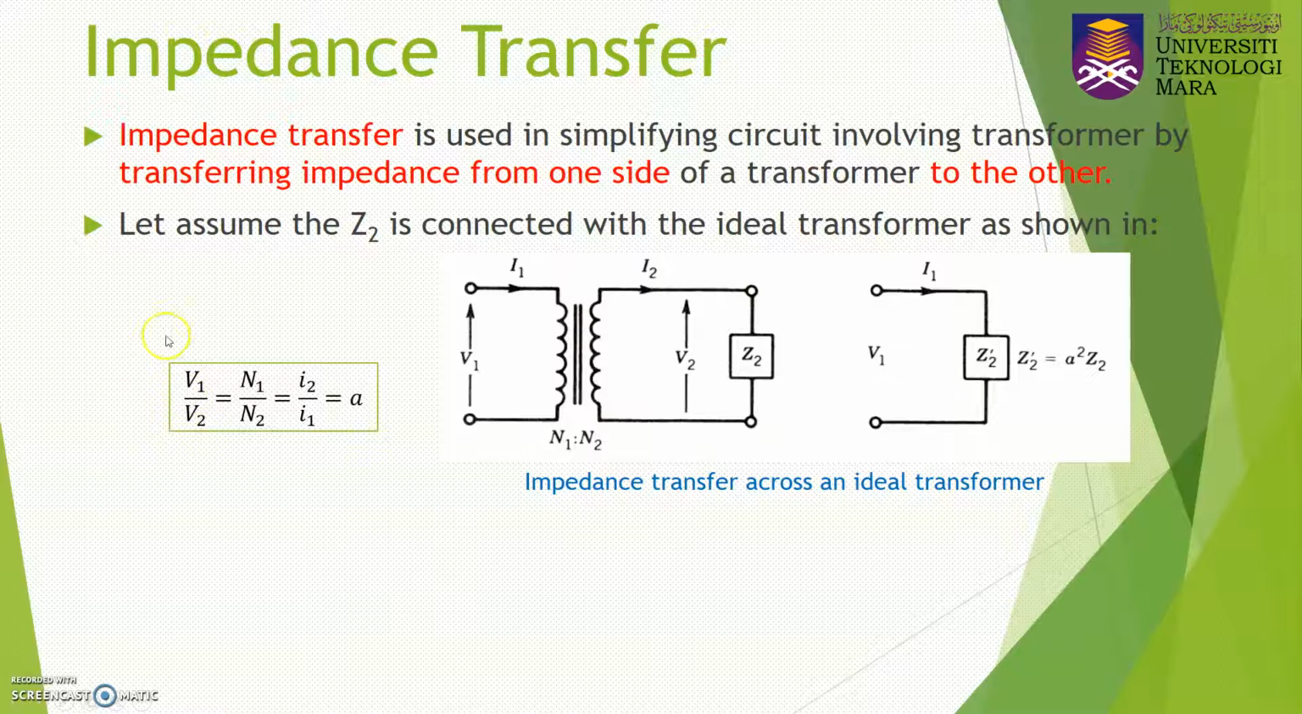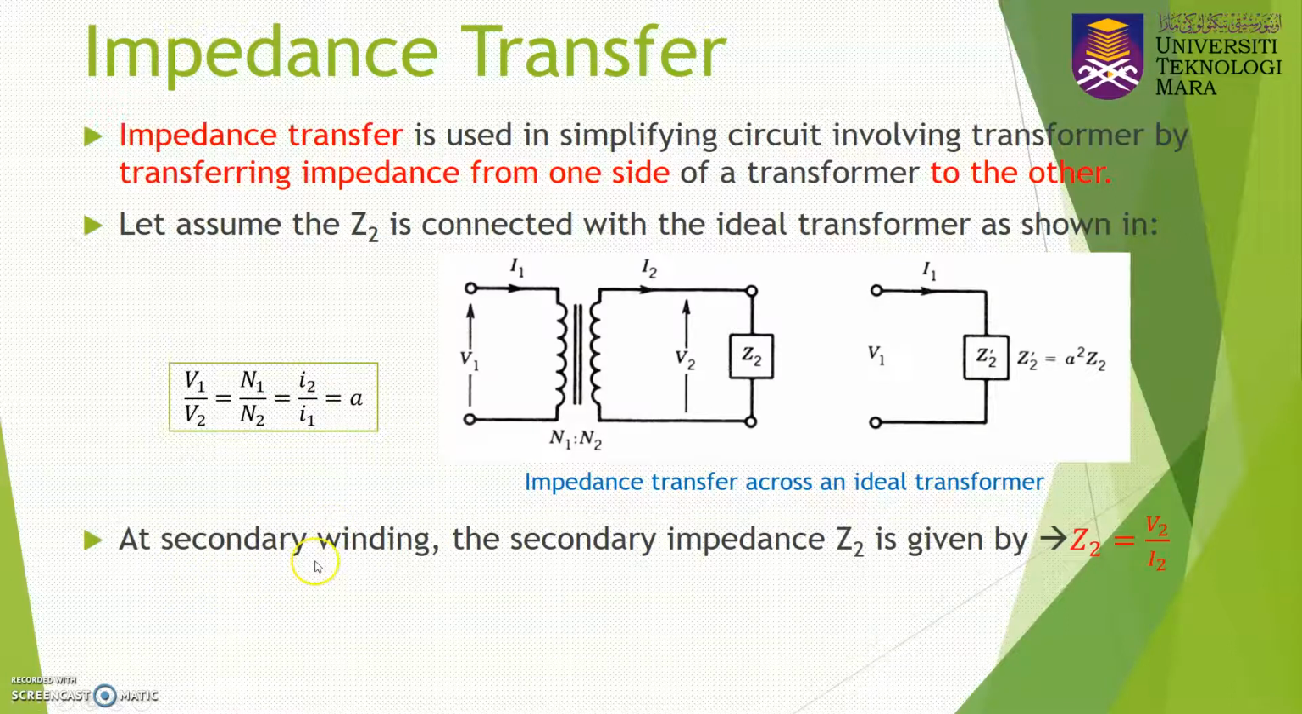So this is the general equation of the transformer, where you have V1 divided by V2 equal to N1 divided by N2 equal to I2 divided by I1 equal to A. A is the turns ratio. At the secondary winding, here you have a Z2. So the secondary impedance Z2 is given by V2 divided by I2. Z2 equal to V2 divided by I2.